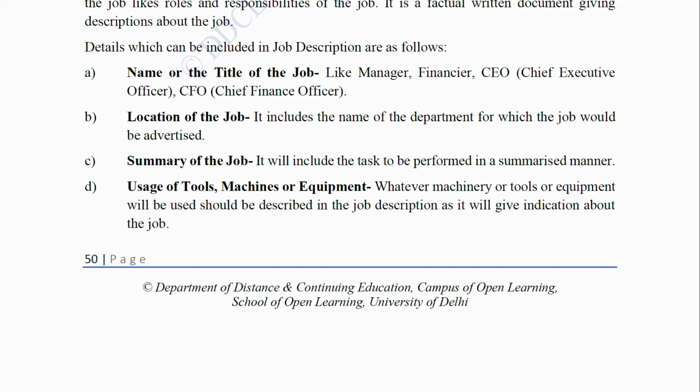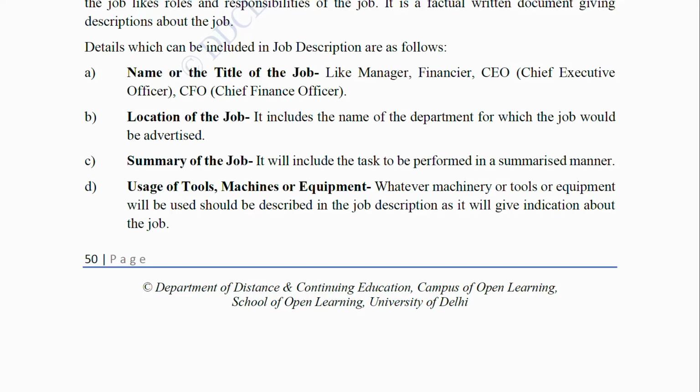Number 1, name or the title of the job, like manager, financer, CEO, chief executive officer, CFO, chief finance officer. Number 2, location of the job. It includes the name of the department for which the job would be advertised. Number 3, summary of the job. It will include the task to be performed in a summarized manner.